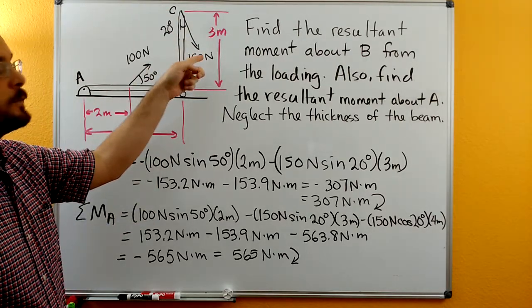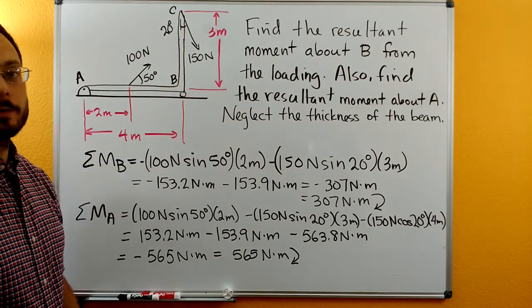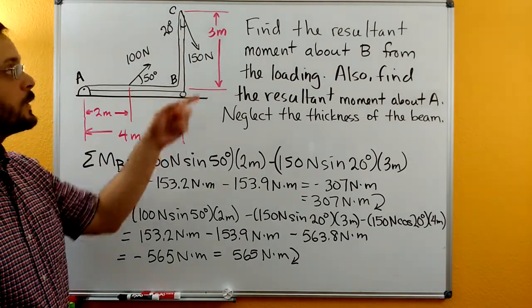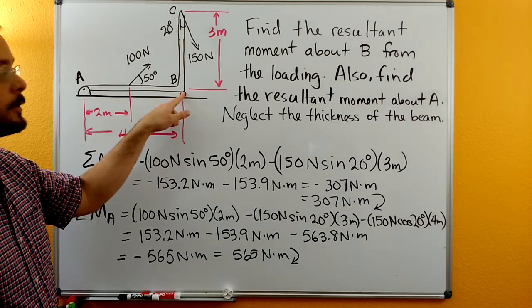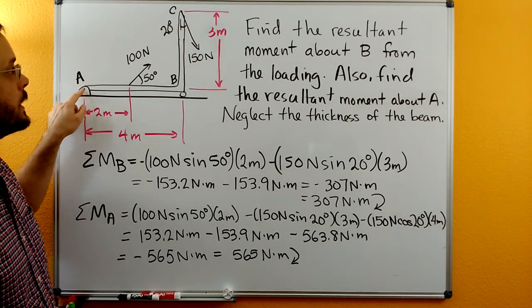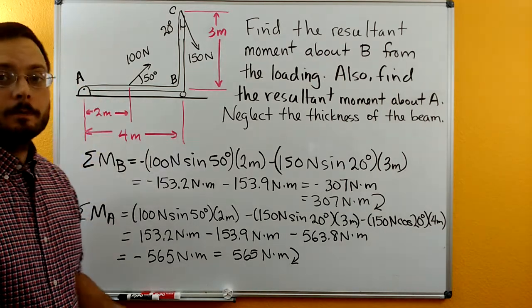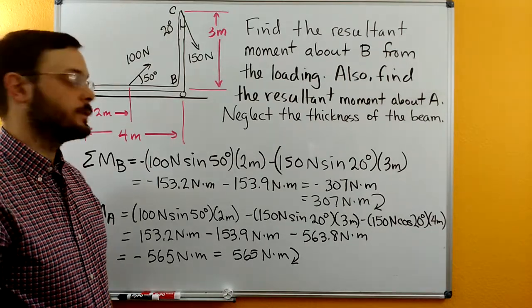And then we have a 150 Newton force that acts up here at C at a 20-degree angle to the y-axis. We want to find the resultant moment about this point B, where the roller is, and then also the resultant moment about point A from this loading. We can completely neglect the thickness of the beam in our calculations.